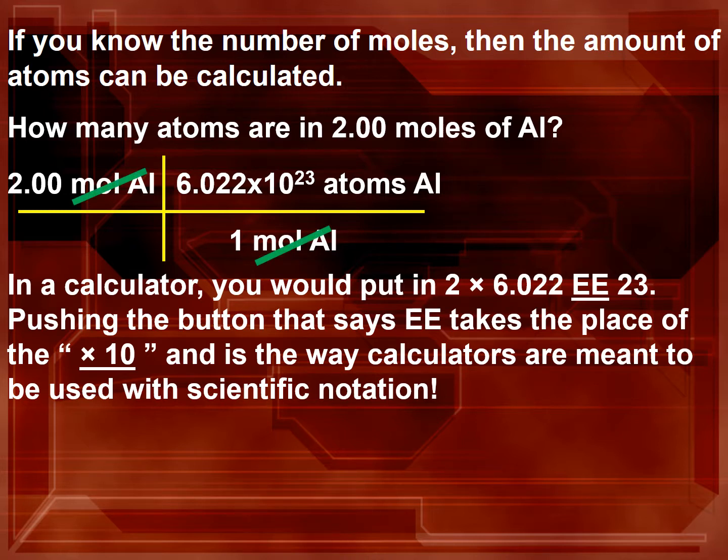We do our multiplication, the moles of aluminum cancel, and we end up with 1.20 times 10 to the 24th atoms of aluminum. Now notice that the first part of the scientific notation, 1.20, there are 3 significant figures there. And that's because our given has 3 significant figures.